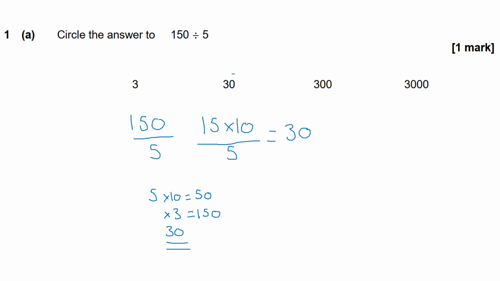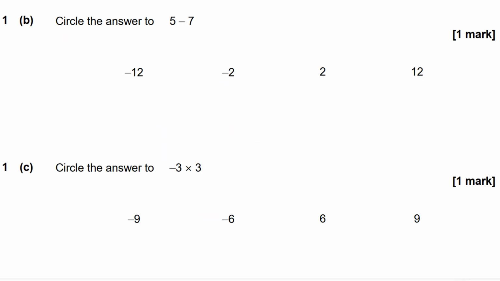So we're going to circle this answer. And then let's move on to the second question. We've got to circle the answer to 5 minus 7. With this one, it involves some negative numbers. So let's draw a nice little number line. Please excuse my really badly drawn line. We'll start in this direction first.